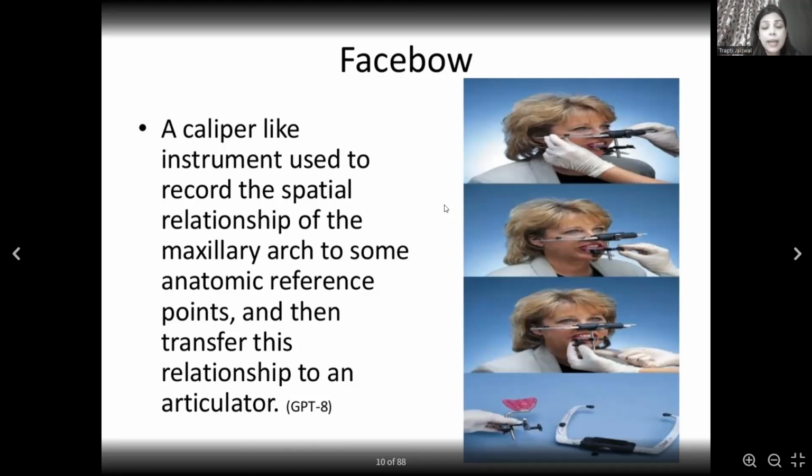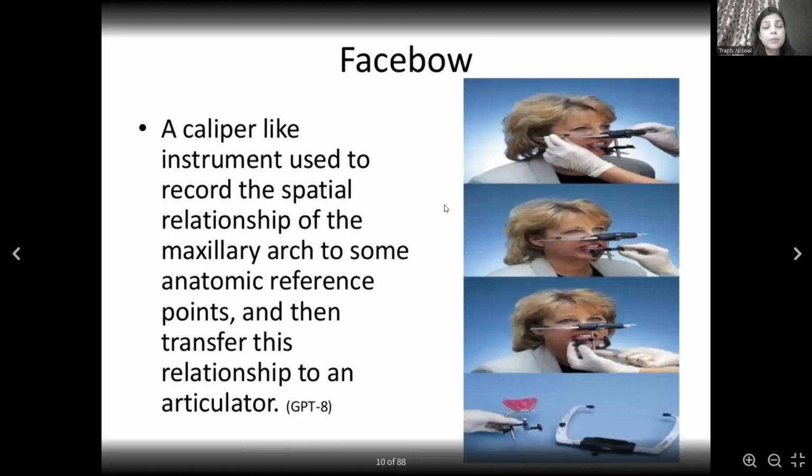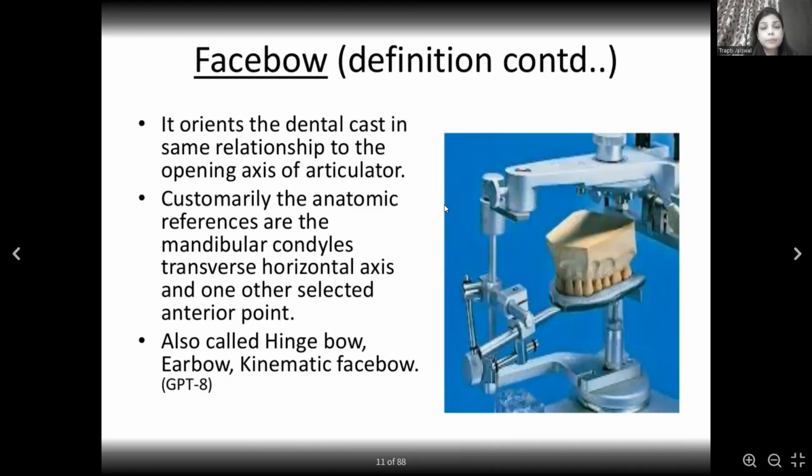What is a facebow? It is a caliper-like instrument which is used to record the spatial relationship of the maxillary arch to some anatomical reference point or points, and then transfers this relationship to an articulator. Why are we calling this a caliper-like device? Because it is measuring something. It's an instrument which is measuring.